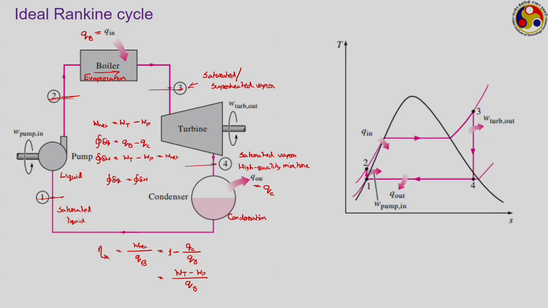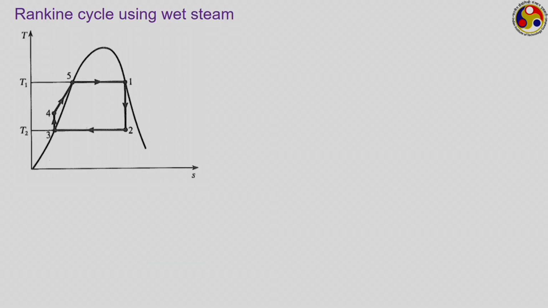Now, depending upon the exit state from the boiler, where we can have either superheated or saturated vapor, we can have two kinds of Rankine cycles. First, we start with the basic one, which is the Rankine cycle using wet steam. Here the point number 1 corresponds to a saturated vapor. That is why we are calling it wet steam, because the system is not allowed to go to the superheated level. We are always staying within the saturated vapor limit.